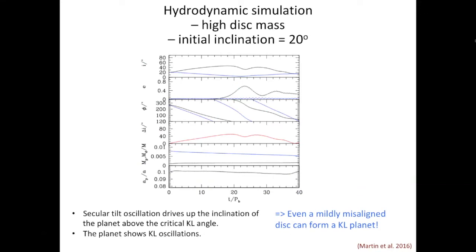Now, the planet increases until it becomes above the critical angle required for Kozai-Lidov oscillations. So in the second panel, you can see that the planet's eccentricity increases. So even a disk that has just a small misalignment of 20 degrees through planet-disk interactions can lead to the formation of planets that become highly eccentric through these Kozai-Lidov oscillations.